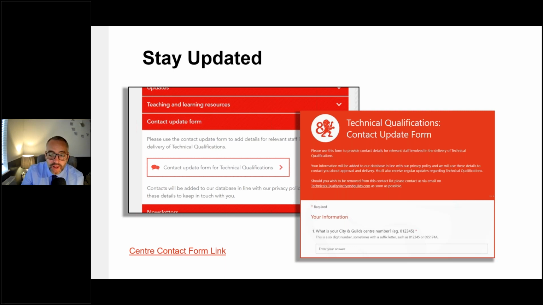We can get 2, 3, 4, 5 from the same centre. That's fine. We can merge that. Don't worry if your centre's already completed it, but try to use those and put as many email addresses on as you can. Send it to Technicals Quality, and we can then make sure that you're receiving these specific technicals updates.